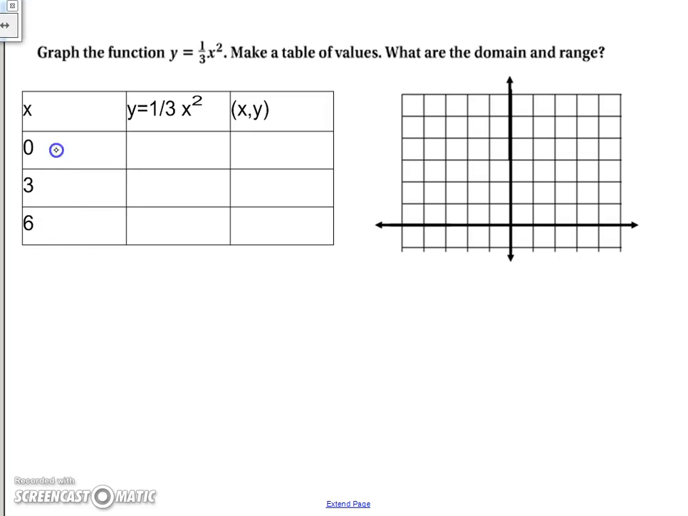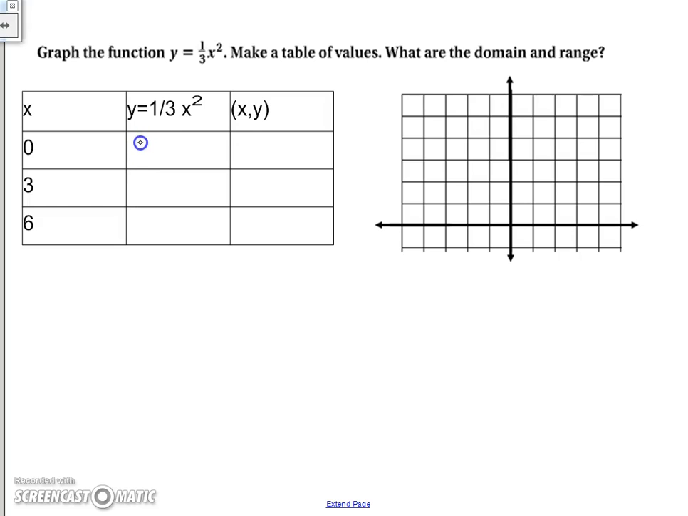We're using 0, 3, and 6. The reason for that is if you look at your fraction, we're using 1/3 as a fraction. We want to use numbers that are going to work out nicely for us. So if you use your x value as a multiple of your denominator, it's going to give you nice even numbers or whole numbers, not decimals.